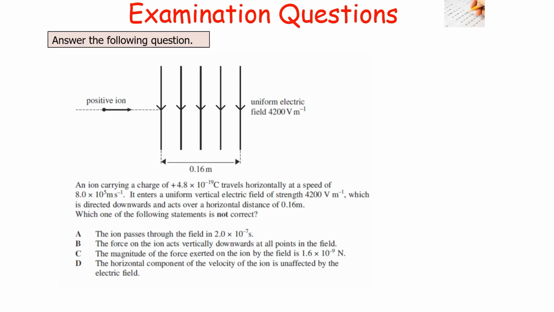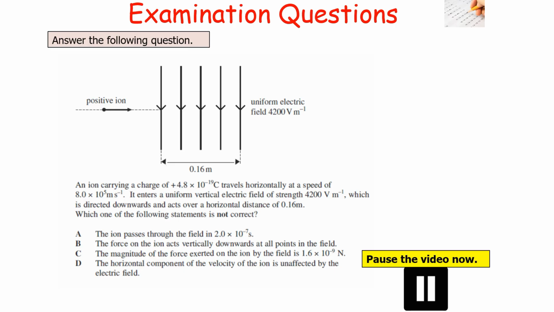The next question, an ion carrying a charge of plus 4.8 times 10 to the minus 19 coulombs travels horizontally at a speed of 8 times 10 to the 5 meters per second. It enters a uniform vertical electrical field of strength 4,200 volts per meter, which is directed downwards and acts over a horizontal distance of 0.16 meters. Which of the following statements is not correct? So pause the video now, then unpause the video when you want to go through your answer.